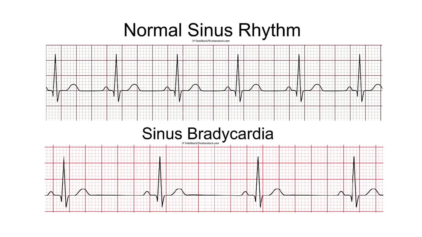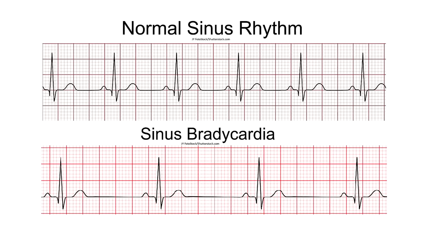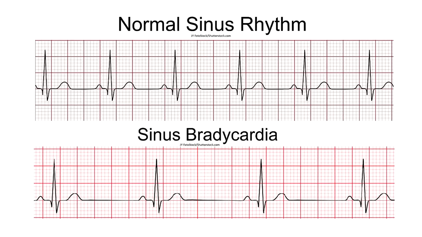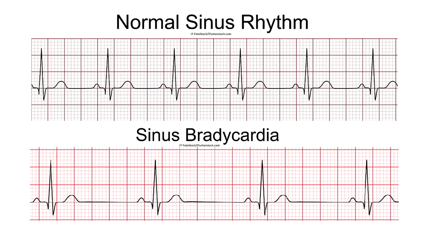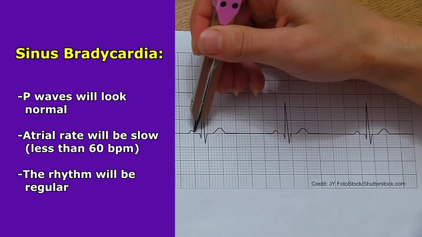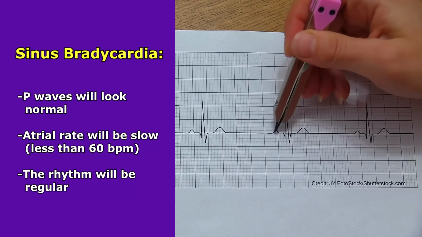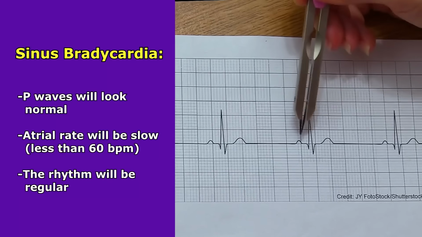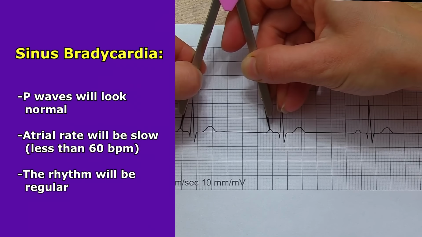So what are the characteristics and criteria that tell you you're dealing with sinus bradycardia? Well, when you look at the rhythm, you're going to see that it has all the normal findings within its waveform as normal sinus rhythm, but it's going to be slow. So whenever you look at the P waves, they're going to look normal, and our P waves tell us about the atrial rate and rhythm. So the atrial rate is going to be slow, less than 60, but the rhythm is going to be regular.